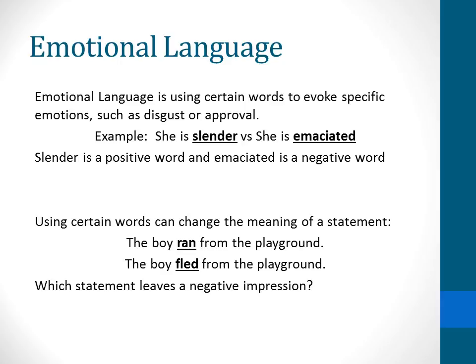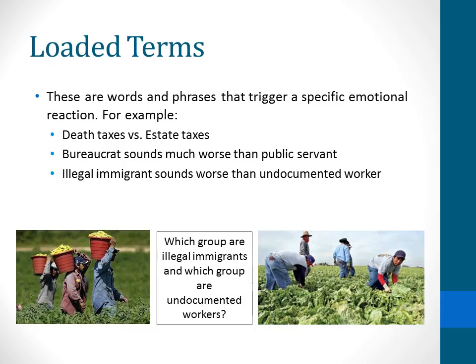Another statement: "the boy ran from the playground" versus "the boy fled from the playground." In this context, somebody who flees is a very negative context. That negative emotion gives you an idea that this young man might have committed a crime or hurt somebody or done something he shouldn't have. Whereas kids run around and run from playgrounds all the time, and that's a very neutral emotion.